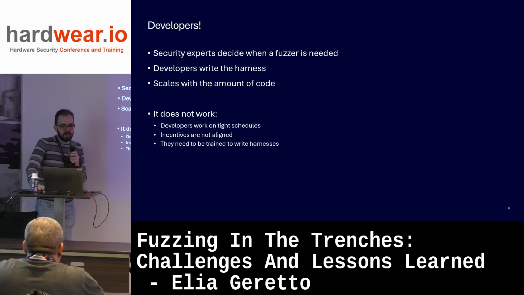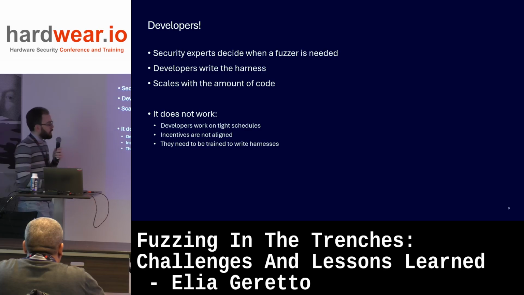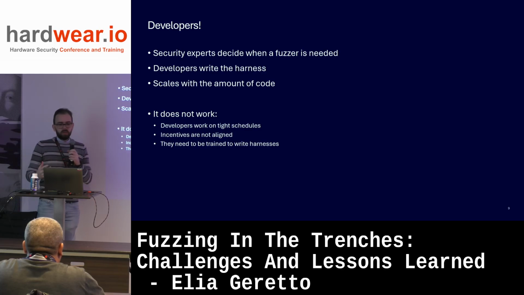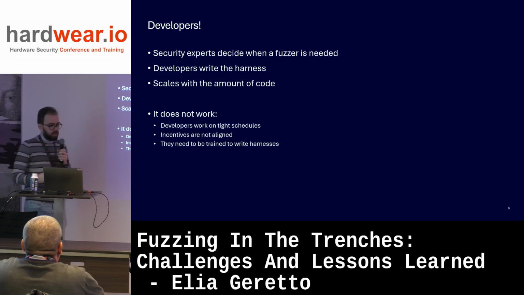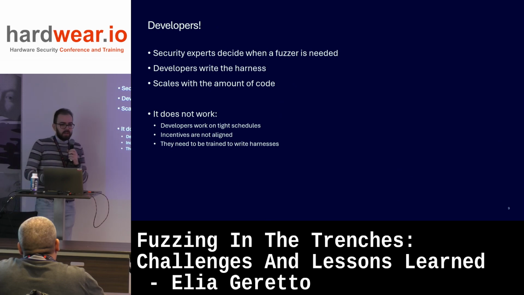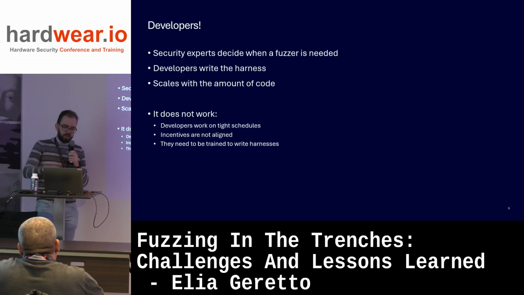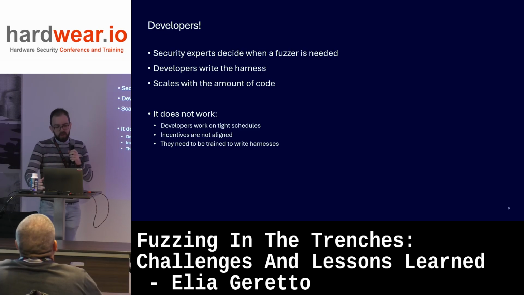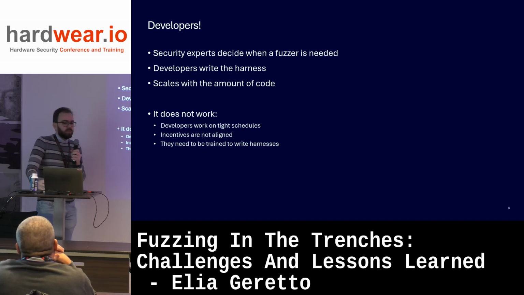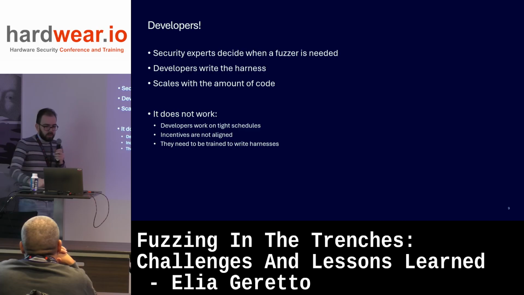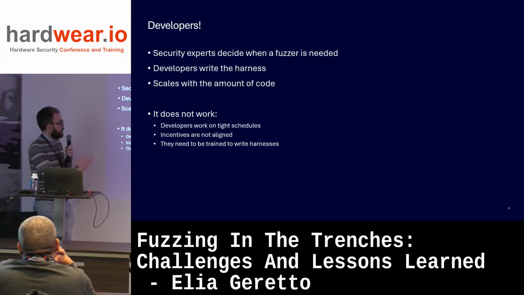And the last point is that they also need to be trained to write harnesses, because I said it's similar to writing, let's say, a unit test, but there are certain peculiarities that you need to be aware of to make the fuzzer work correctly, achieve high coverage, and be able to monitor it correctly. So, okay, developers proved not to be really an alternative. The department tried this, and the result was that the training efforts didn't really gain traction, and we got a lot of pushback from developers.